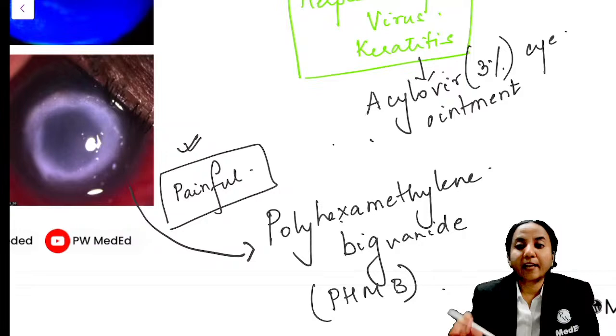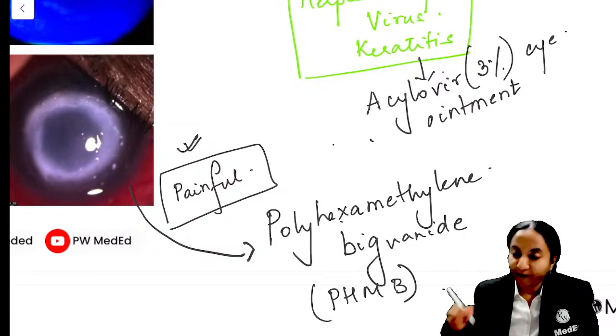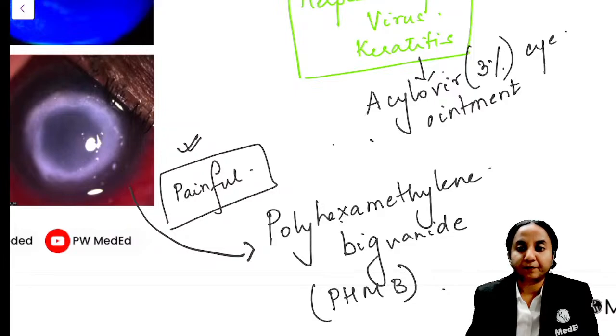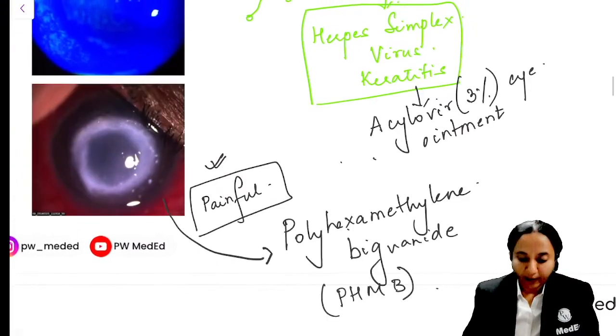Okay, so these are must-know things from this part. And fungal corneal ulcer or bacterial corneal ulcer, in fact the whole of keratitis, is something we must know very, very well. They always ask something from it, in almost every exam we will have something. Okay, let's go to the next question.